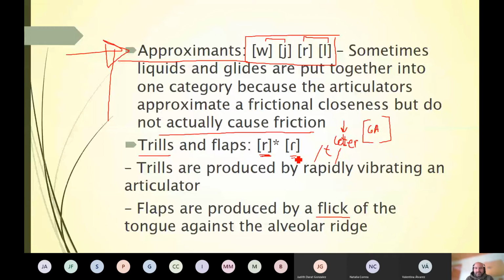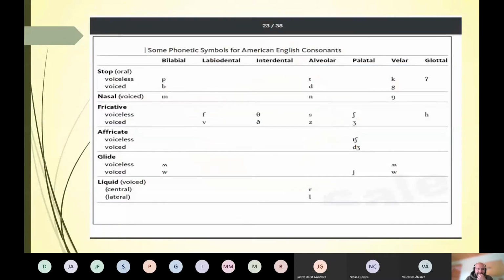And remember that the flap is an allophone of t, right? Because letter, or writer, you can say letter or writer, and you're using an allophone of the phoneme t. We're not changing the meaning, we're just changing a sound. Therefore, the flap is considered an allophone of the sound t, right? Okay, this presentation was uploaded to the LMS. You can have access to it.